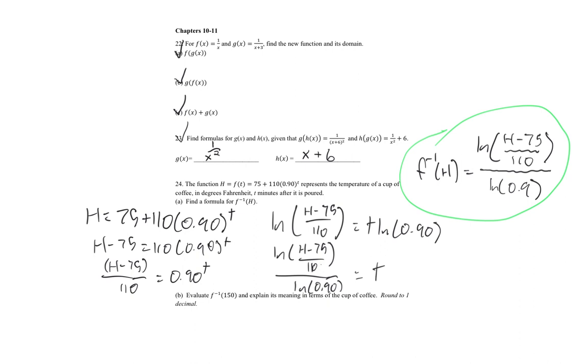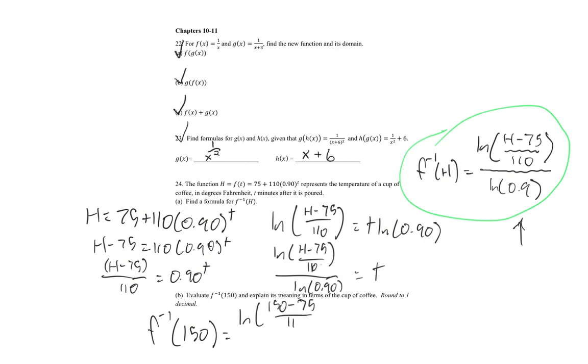Okay, so part B says evaluate the inverse of 150 and explain its meaning in terms of the cup of coffee. Round to 1 decimal. Okay, well, we can do that. This just means we're going to plug 150 in for this function. So this would be, oh, that is a nasty looking, where's the undo button? There we go. So 150, well, here we'll take our inverse function that we just got from the last part, and we're going to just plug in 150 for h.